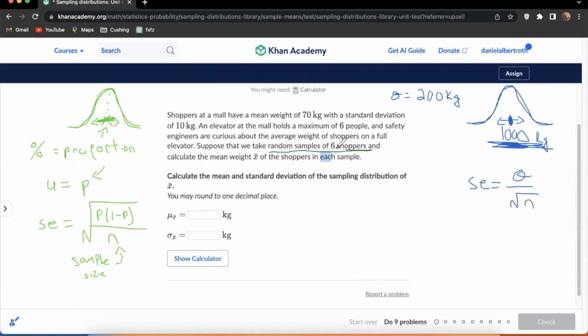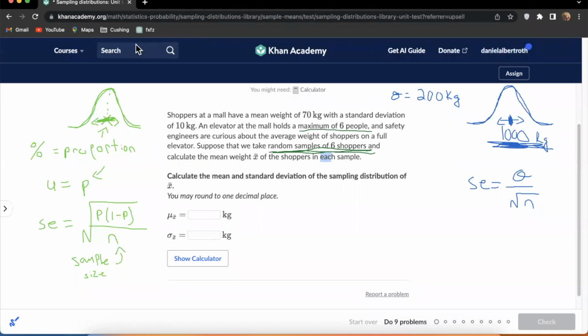We're assuming that any elevator is kind of like a little random sample of 6 people if it's a full elevator. And we're going to calculate the mean weights of these shoppers in each sample. So we're imagining that from the whole population of people at a mall, we're taking 6 people at a time. If we keep calculating their average weights, if you take 6 people, they'll have one average. You take another 6, they'll have another average. Eventually, they'll start to form a bell curve.